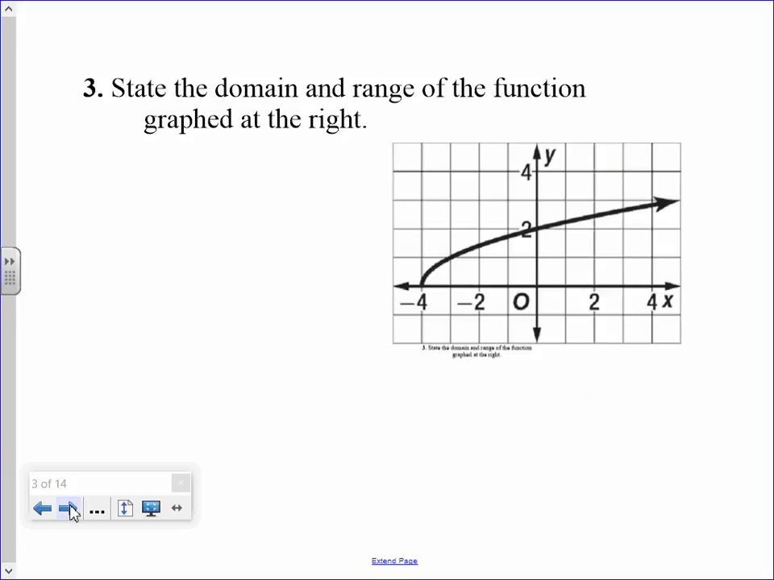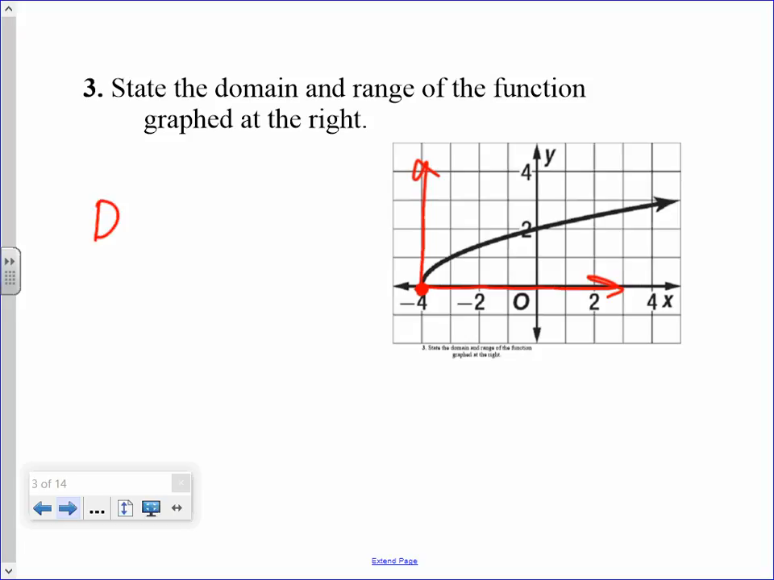State the domain and range of the function. So you look at the vertex and say, okay, from that vertex, we're going to the right and up. So both your domain and range are going to use a greater than or equal to symbol.